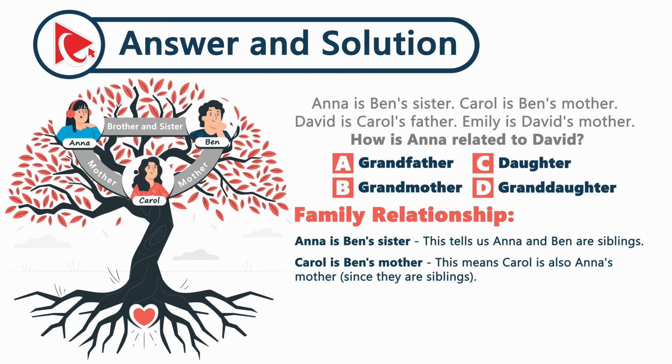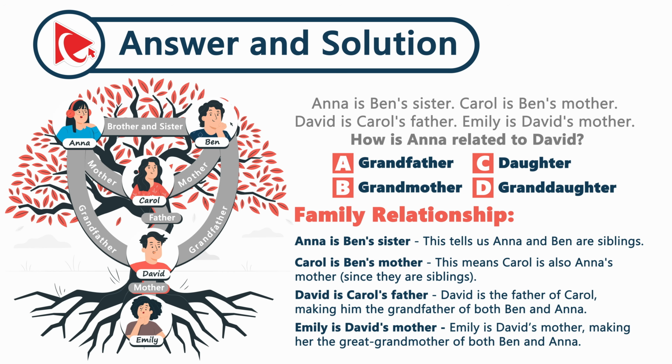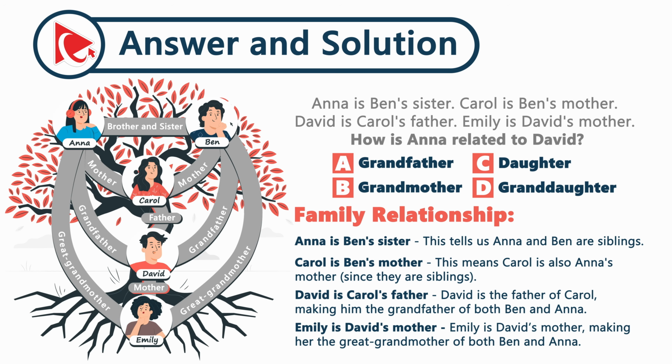The next statement states David is Carol's father, which means that David is the father of Carol, making him the grandfather to both Ben and Anna. And the last statement here is Emily is David's mother. Emily is David's mother, making her the great-grandmother to both Ben and Anna.